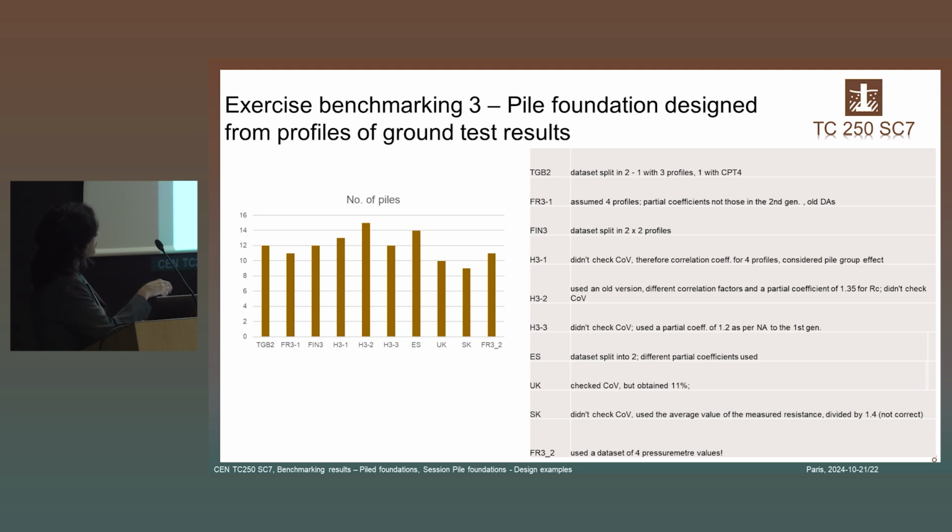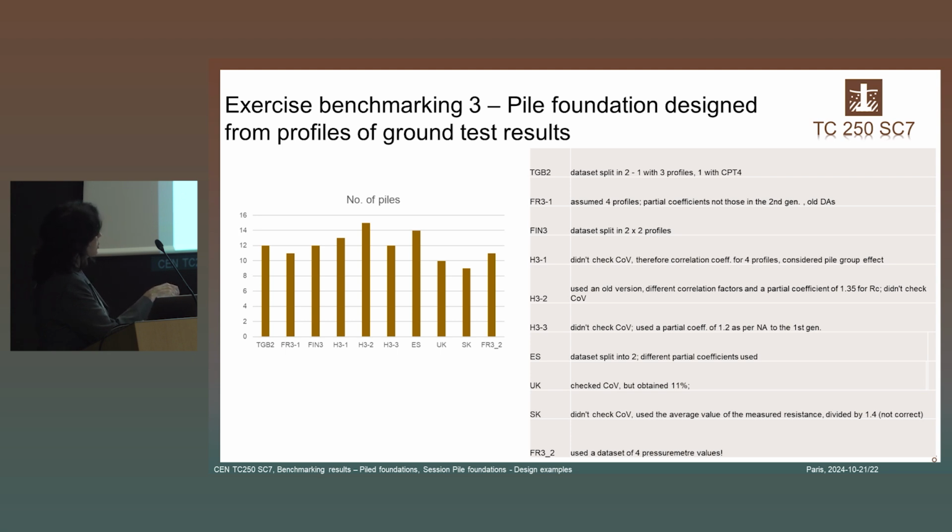In Hungary, the first solution, they didn't check the coefficient of variation at all, and therefore they took the correlation coefficient corresponding to 4 profiles, and also they again considered the pile group effect. This is why they found more piles here. The second solution, coming from Hungary, used an old version of the draft code with different correlation factors, and again the partial coefficient of 1.35 for the compressive resistance, and they didn't check the coefficient of variation.